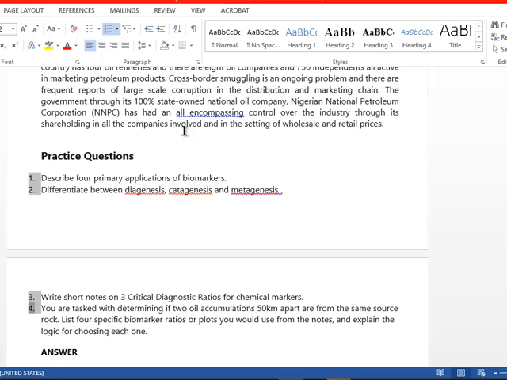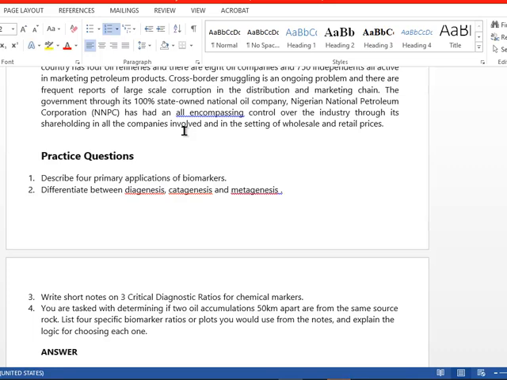Then the fourth: you are tasked with determining if two oil accumulations 50 km apart are from the same source rock. List four specific biomarker ratios or plots you would use from the notes and explain the logic for choosing each one. So here you are looking at two oil accumulations 50 kilometers apart. Let me assume maybe we have one accumulation at Badagry and another one at Agbara.